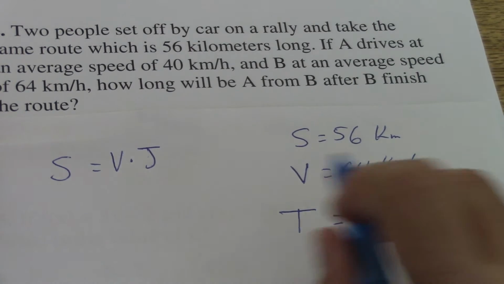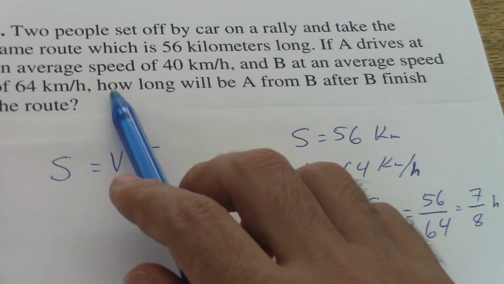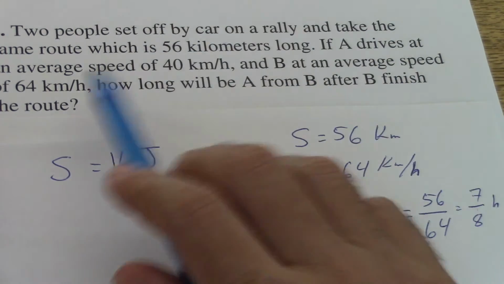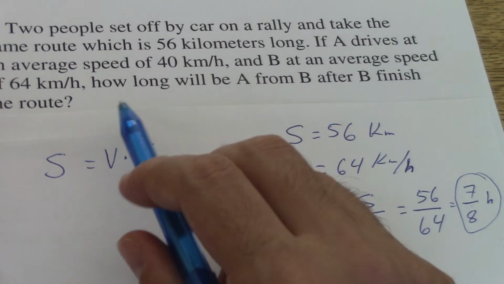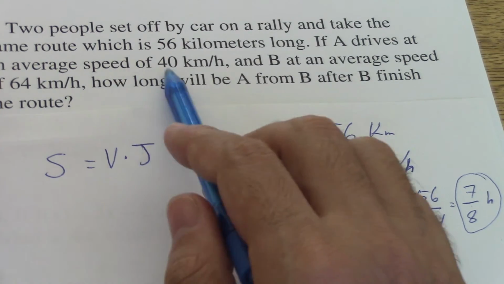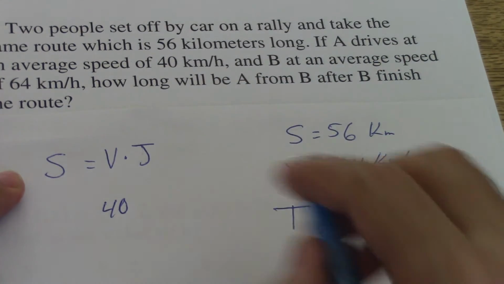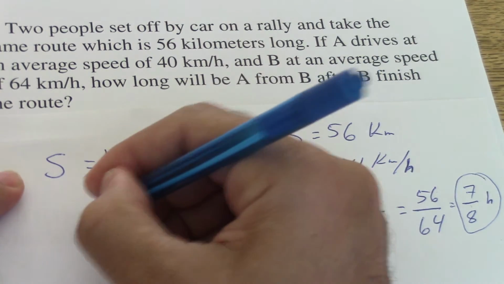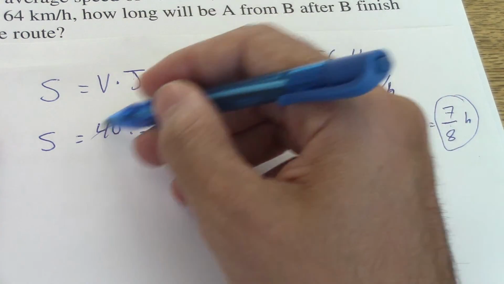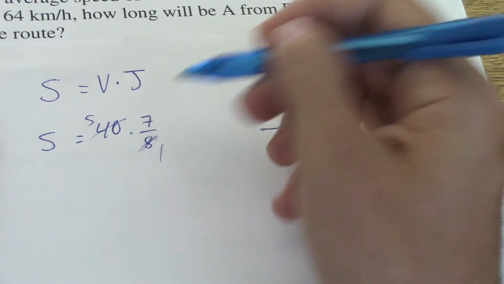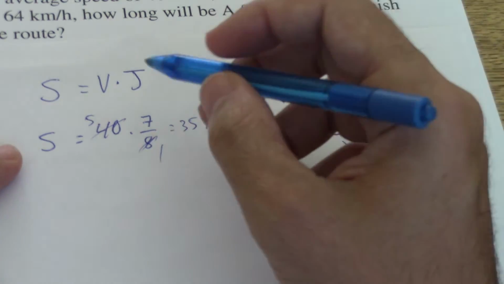That's T. Now, because both travel the same time, with B at an average speed of 64, how long will it take A from B after B finishes the road? So both travel the same time, 7/8. Now, we know that A has a different speed, an average speed of 40 kilometers per hour. So we have the speed, that is 40. We have T, that is 7/8. So we need to find the distance that A travels. Okay? So if we simplify, 40 divided by 8 is 5. 8 divided by 8 is 1. 5 times 7 is 35. So 35 kilometers is the distance that A travels.